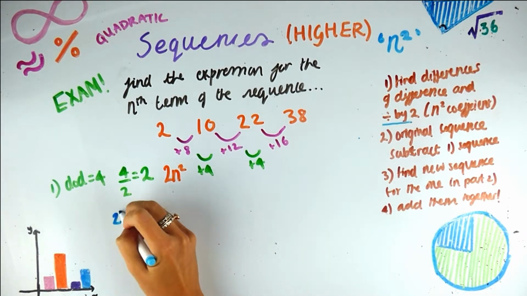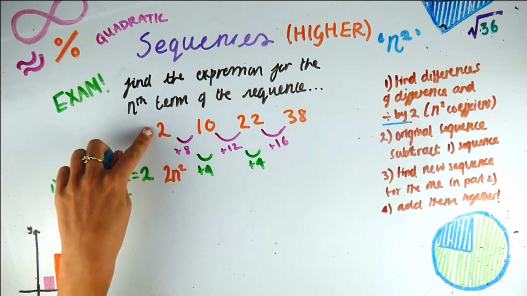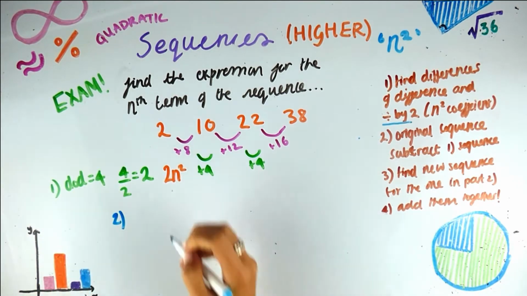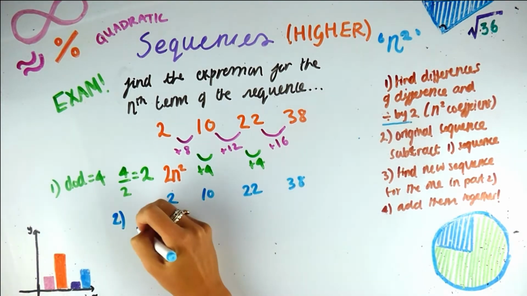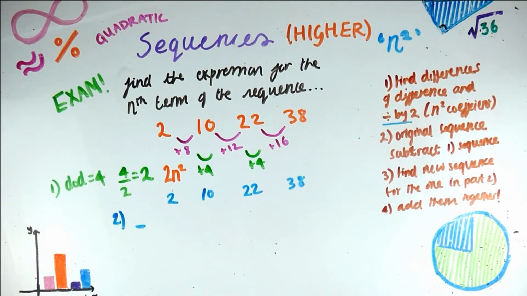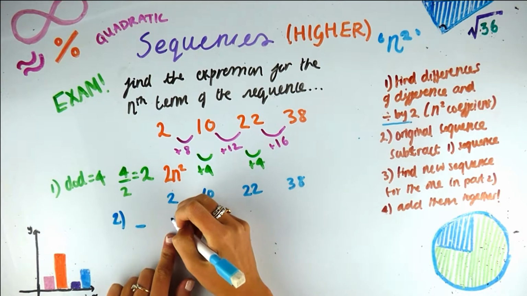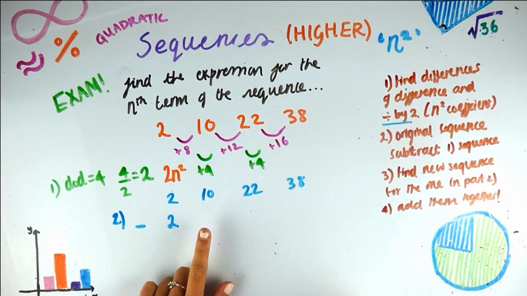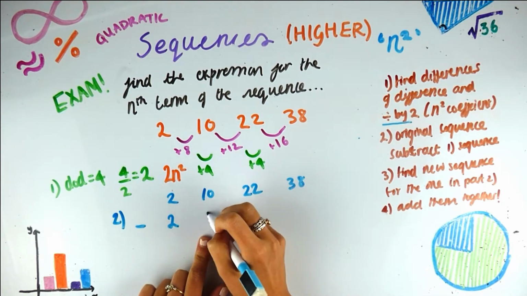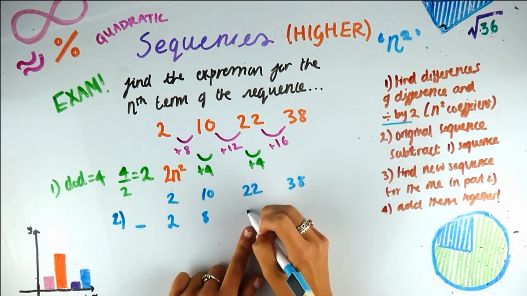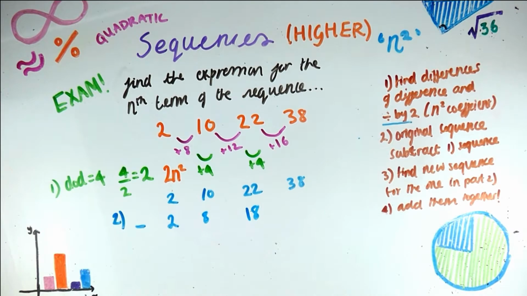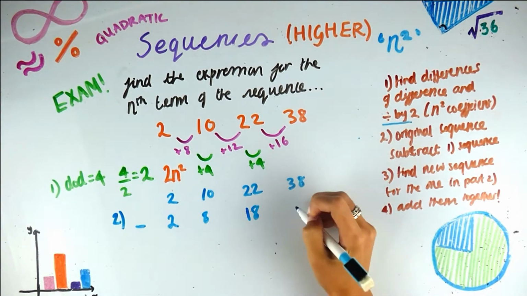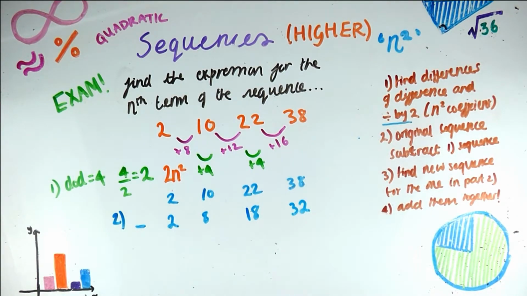Okay, now we move on to part 2, and that is taking your original sequence and subtracting your new sequence, which is this. So we have 2, and we're going to subtract the sequence 2n squared. So n squared, so 1 squared is 1, times 2 is 2. 2 squared is 4, times 2 is 8. 3 squared is 9, times 2 is 18. And 4 squared is 16, times 2 is 32.